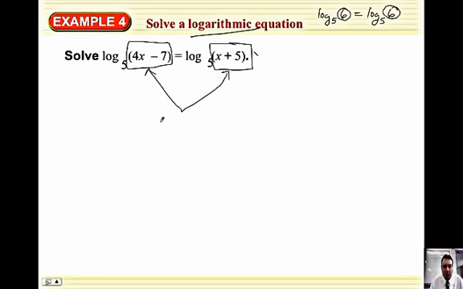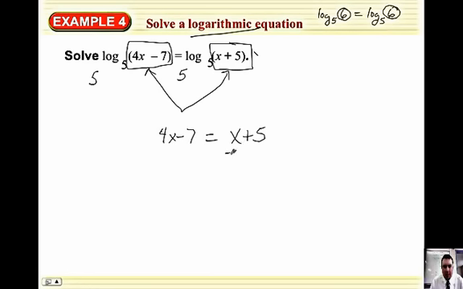So all you do is you take 4x minus 7 equals x plus 5. This would have to equal this. Now you could think of it as, okay, how could you get rid of log 5? You could base 5 to both sides, right? If you said, oh, base 5 to this, base 5 to this, 5 to the log 5 would cancel, you'd be left with this. 5 to the log 5 would cancel, you'd be left with this. So in any case, you're going to come down to this.